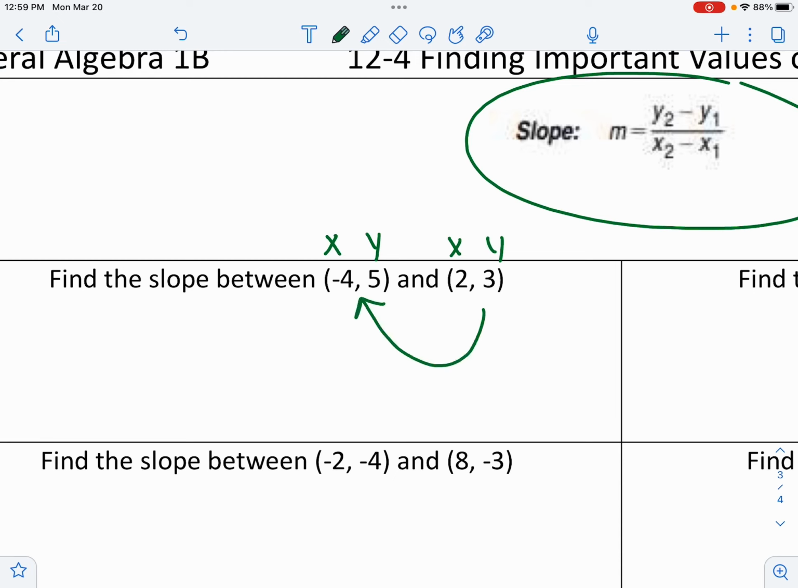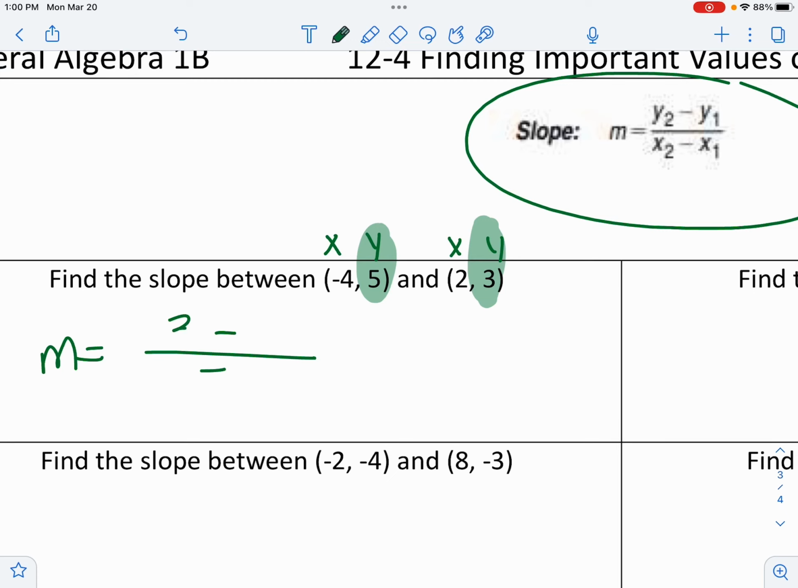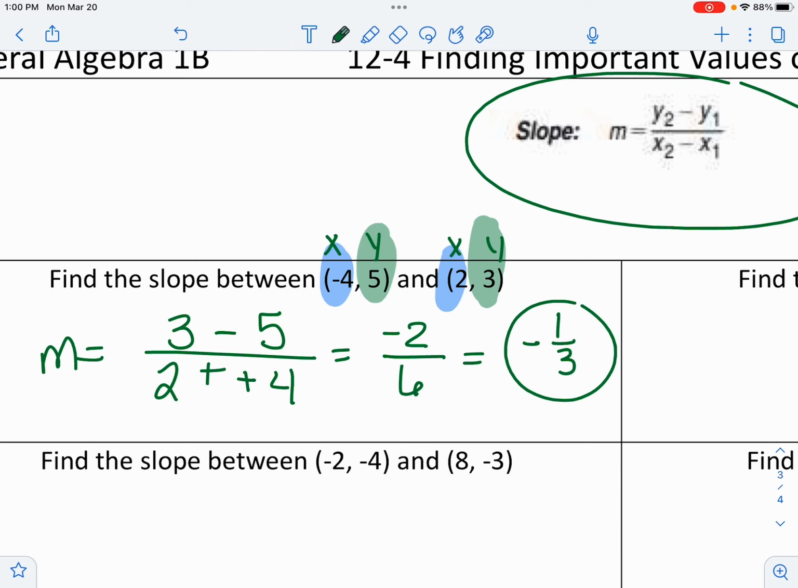Just stay consistent, okay? So your slope is equal to, notice how I set it up like that all the time. I draw a fraction bar with two minus signs. I'll just do 3 take away 5, and now I will do 2 take away negative 4. 3 minus 5 is negative 2. 2 take away negative 4 is 6. Math enter is negative 1/3 for a slope.